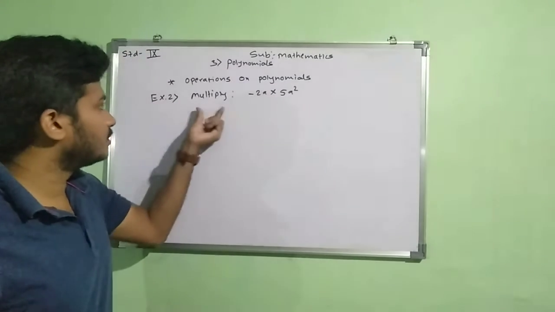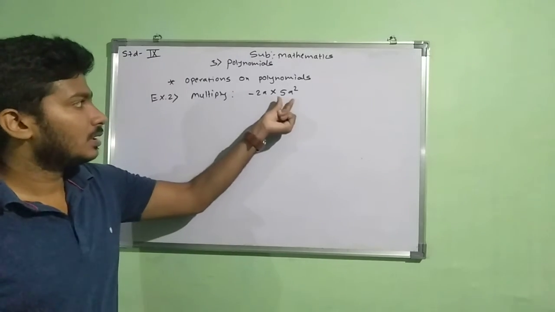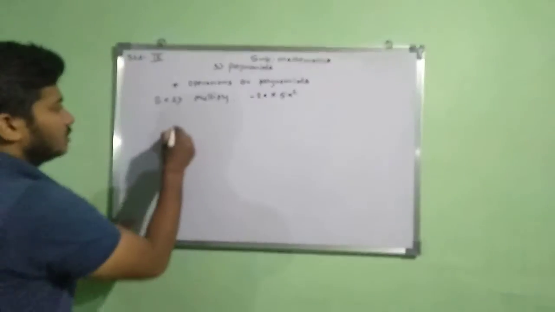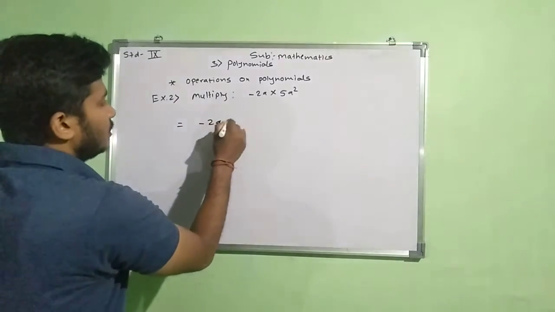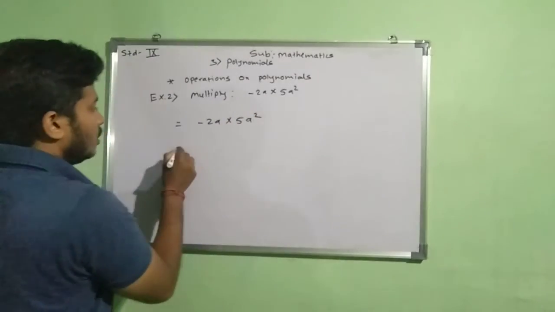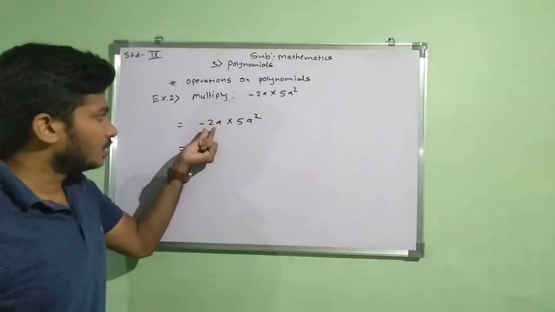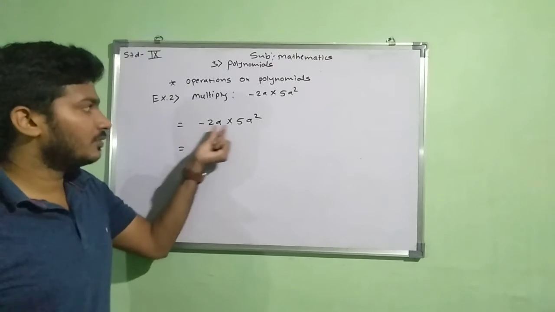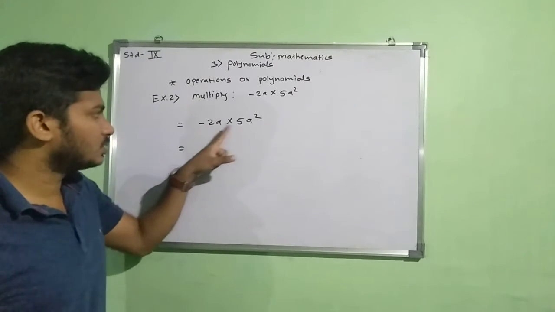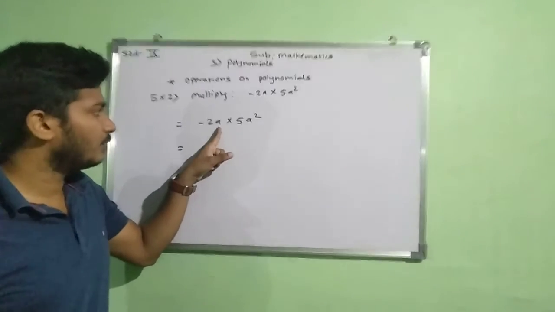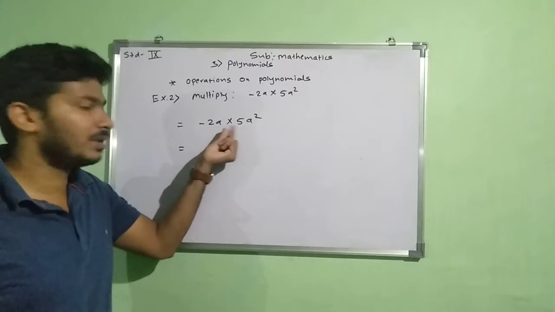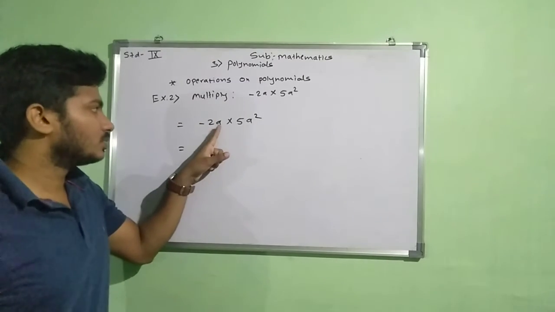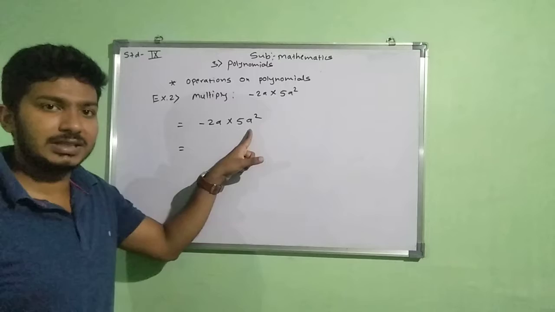So our second example is multiply minus 2a with 5a square. So our question is minus 2a multiplication 5a square. Now while doing multiplication, the constant term will multiply with the constant term, that means that minus 2 and that 5 will multiply with each other, and we have to consider the variable also while doing multiplication. So we have to multiply a and a square as well.